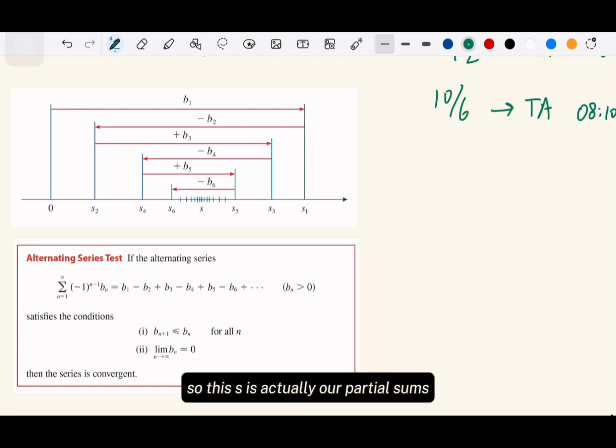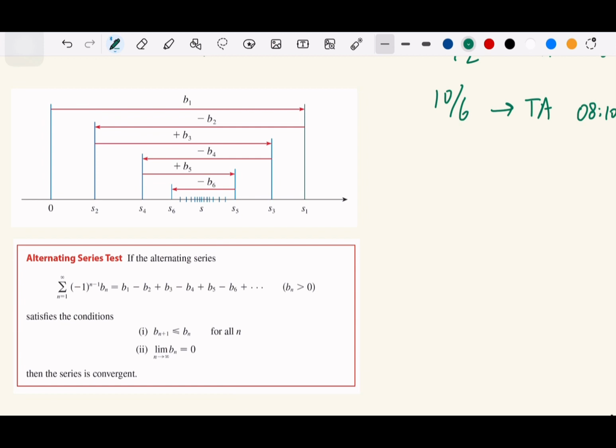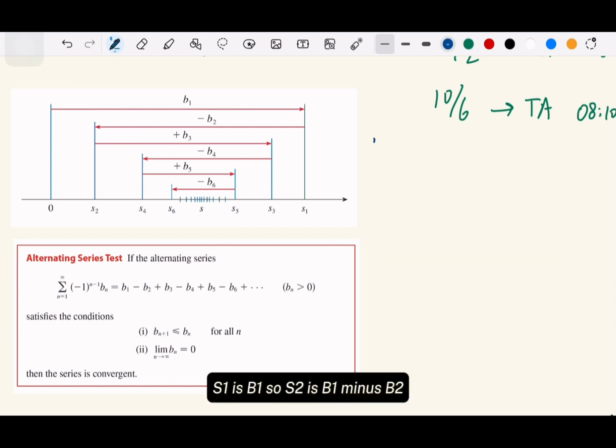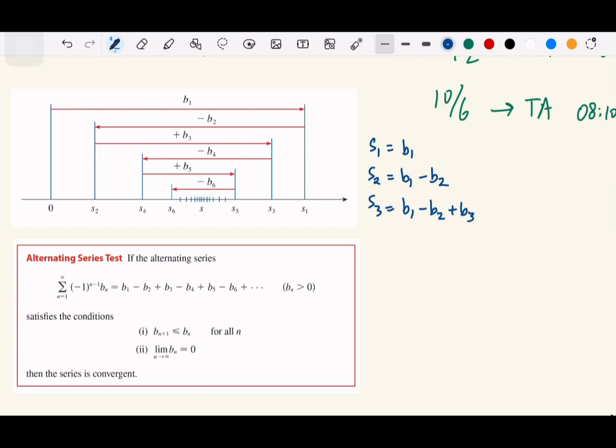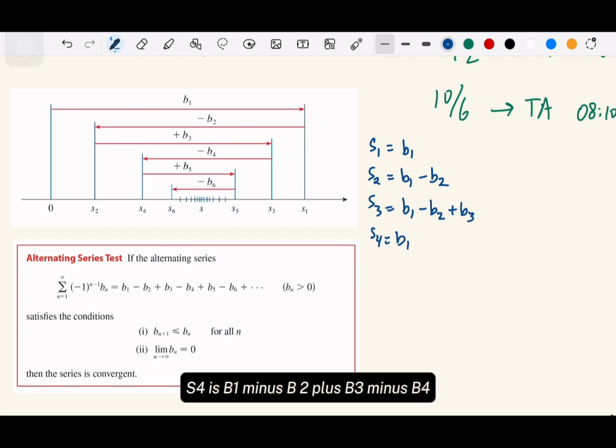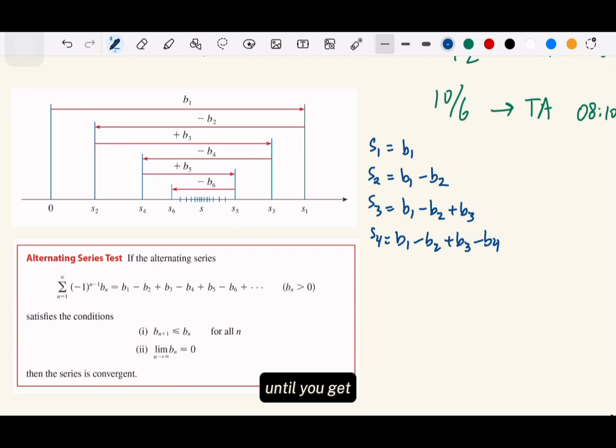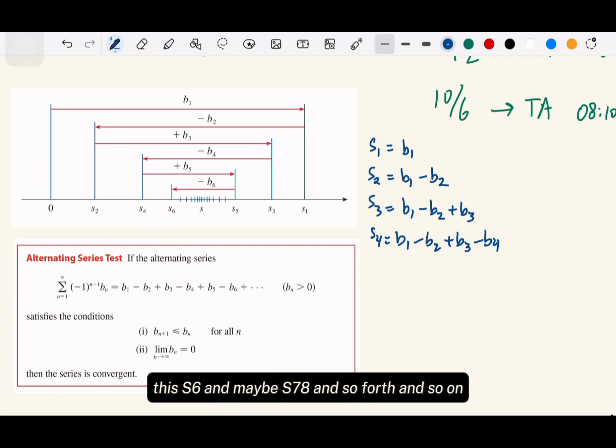So this S is actually our partial sums. If you remember, partial sums means, let me write here. So partial sum, S1 is B1, S2 is B1 minus B2, S3 is B1 minus B2 plus B3, S4 is B1 minus B2 plus B3 minus B4, and so on and so forth until you get this S6 and maybe S7, S8, and so forth.